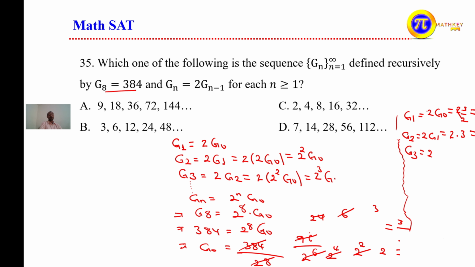What about g_3? g_3 is twice g_2, so 2 times 6 is 12. Similarly, g_4 is 2 times g_3, and since g_3 is 12, that is 24. We can solve like this. So the sequence that represents this information is 3, 6, 12, 24. The choice is B.